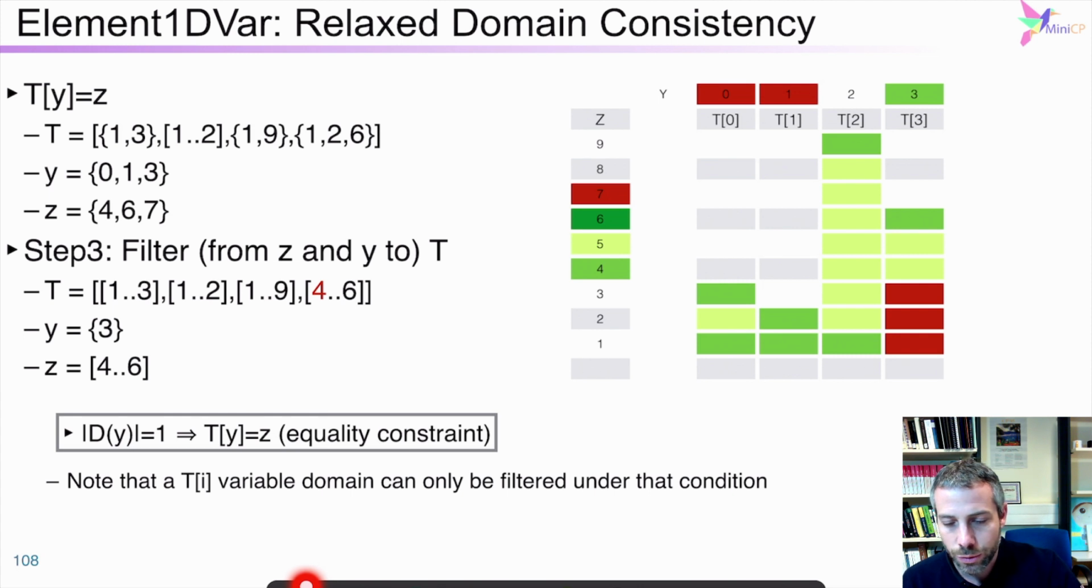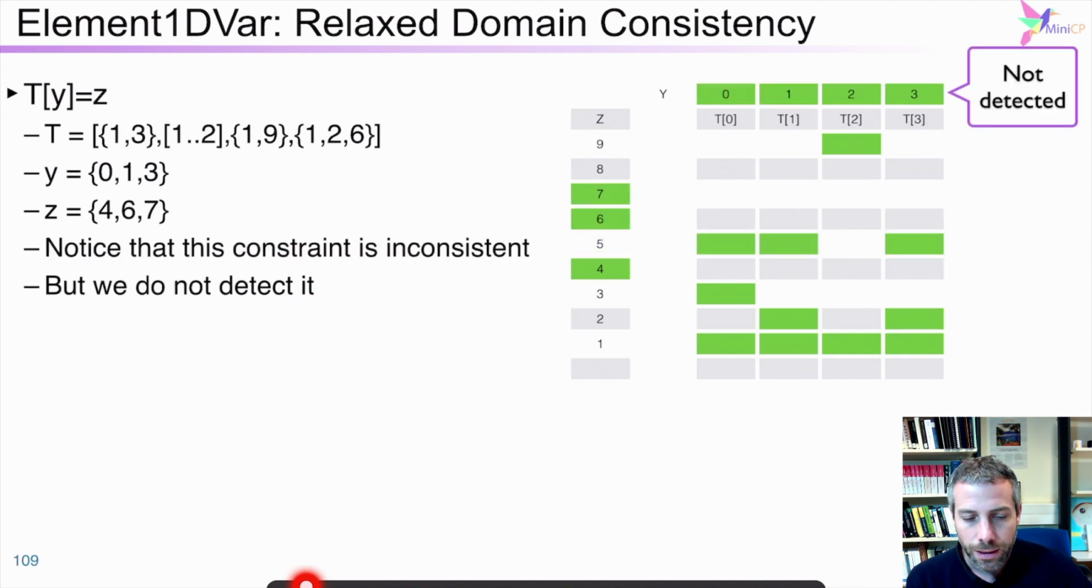So I will force the equality between the domain of z and this variable there. And so I can remove here the 3 values from the domain of t3. Because they need to be equal, so these ones should be removed. And again, it's very important to notice that we can only filter a ti variable under the condition that the domain of the variable y has a size of 1. This is really a relaxed consistency.